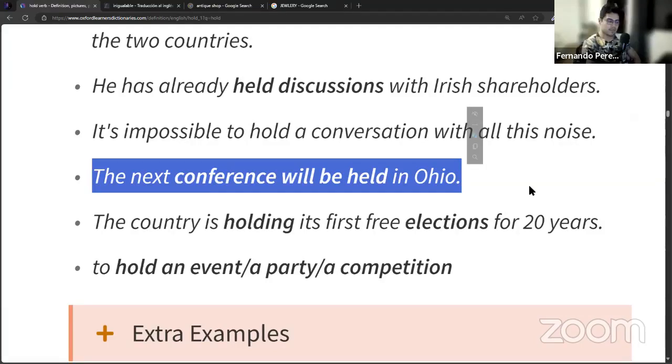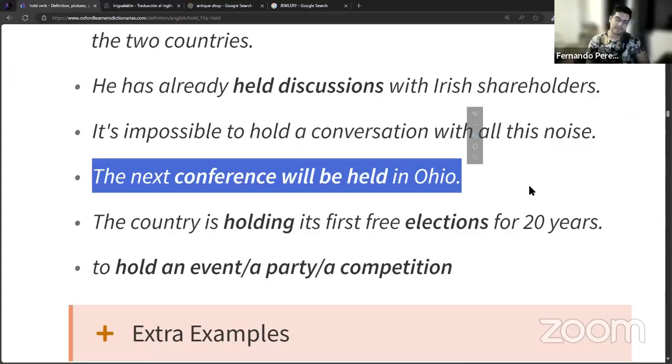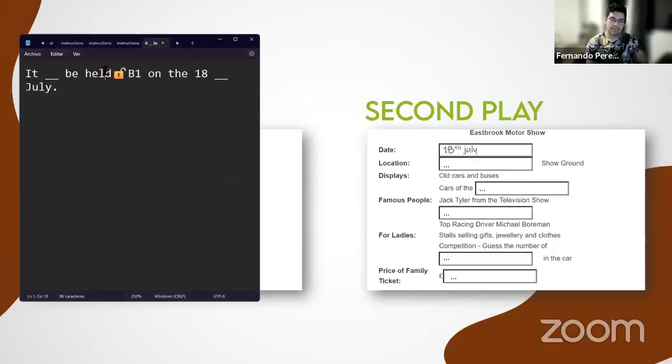That's the reason excited exists, or confused, amazed, impressed. You see? These are past participle adjectives. For that reason, we have the word held in past participle after the verb be. With this information, you can complete the rest of the sentence.